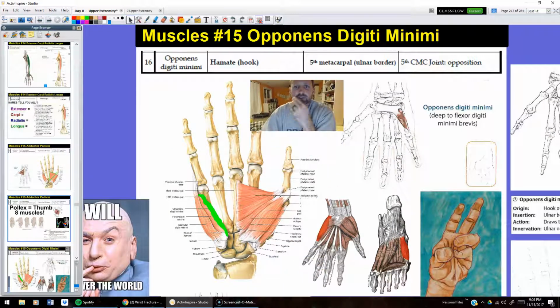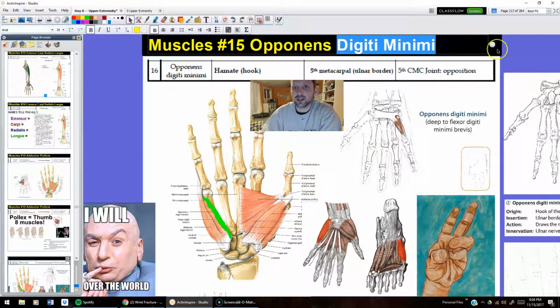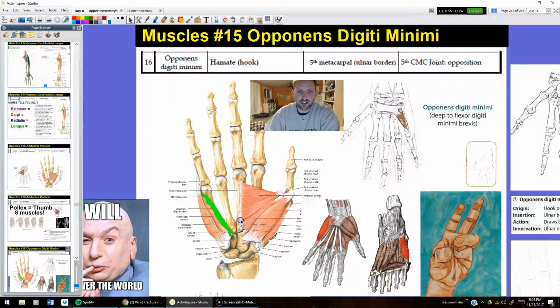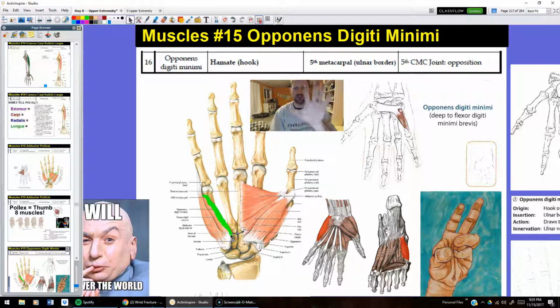Okay, last muscle, guys, is the opponens digiti minimi. We looked at the big phalange, the pollicis. So now we're going to look at the smallest one, the digiti minimi. This applies to your pinky phalange and your pinky toe. So pinky finger, pinky toe. Guys, it originates on the hook of the hamate. So the hook of this hamate is what my cursor's pointed on right now.